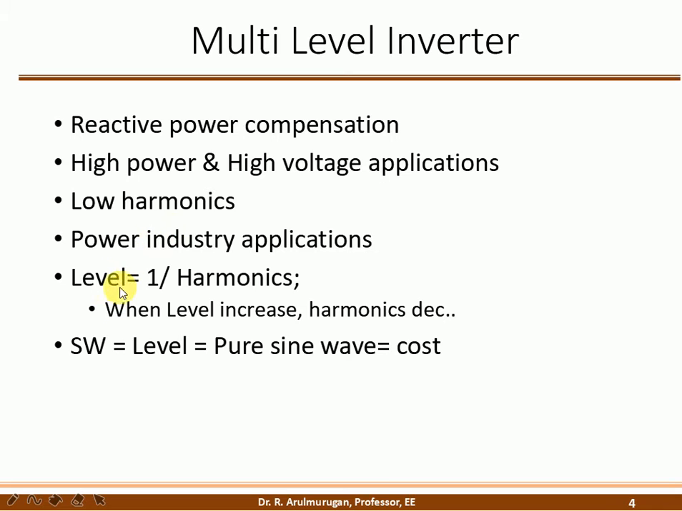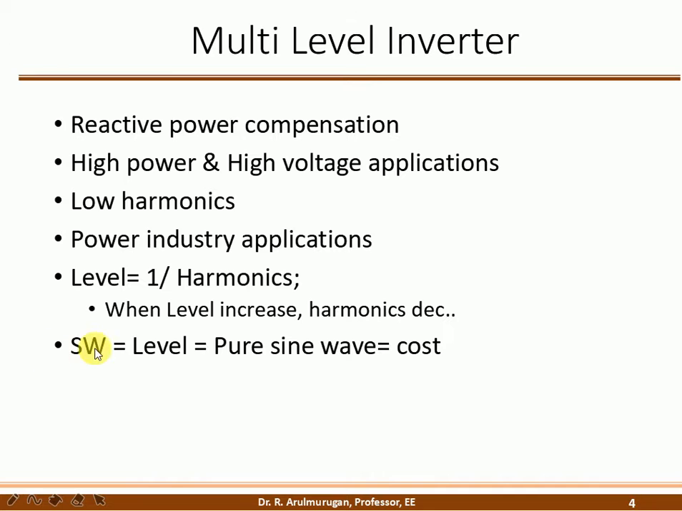Then the number of levels is inversely proportional to the harmonics. So if you want to reduce the harmonics, what are you going to do? Increase the level of your multilevel inverter: 3 level, 5 level, 7 level, 9 level, up to 25 levels.